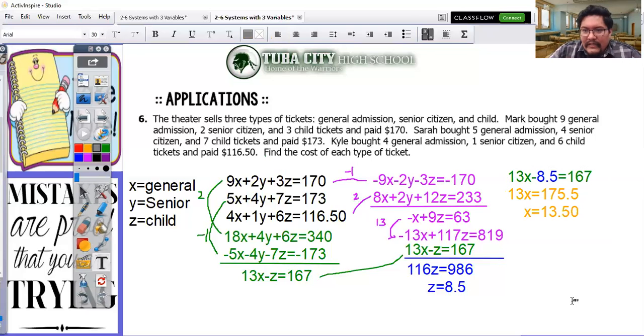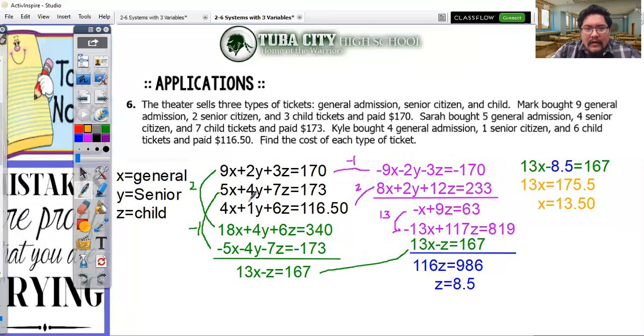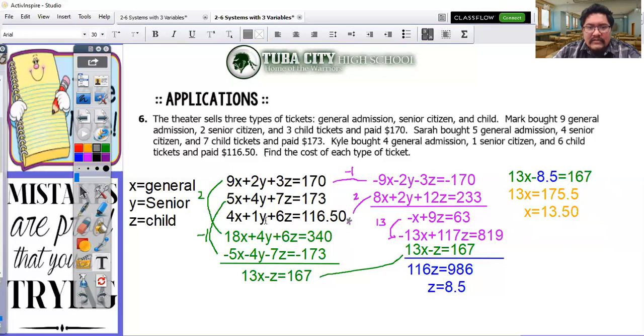And there we go. So we got the x now, the general ticket. Now we need to find out how much a senior ticket would cost. I want to use this last one here. This is probably going to be the best one because y is already solved for. So I'm going to plug in the other two numbers that I got.